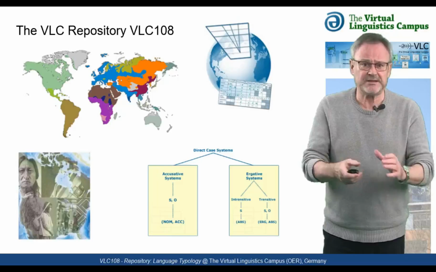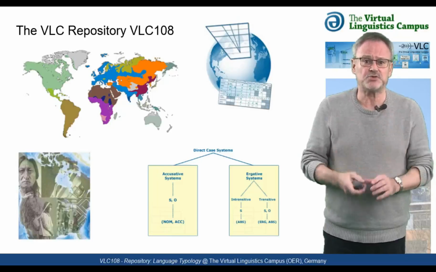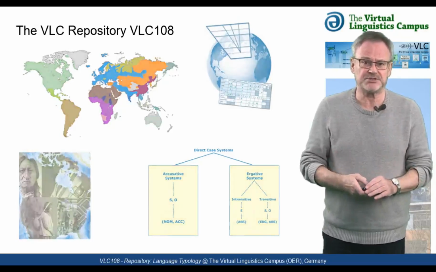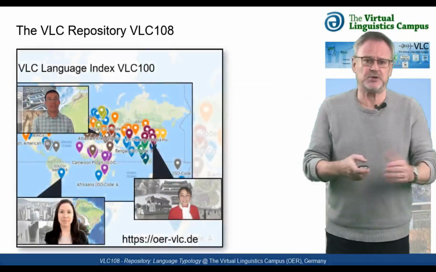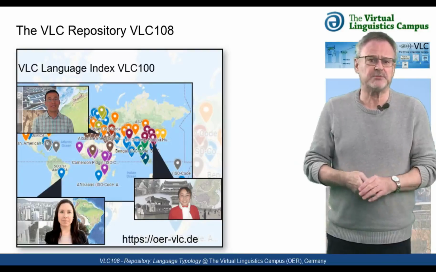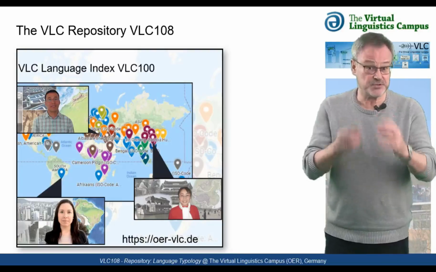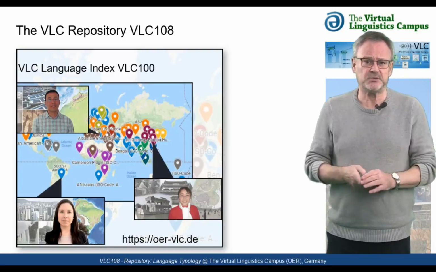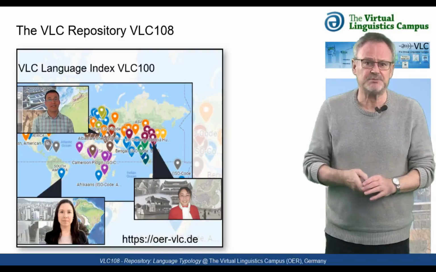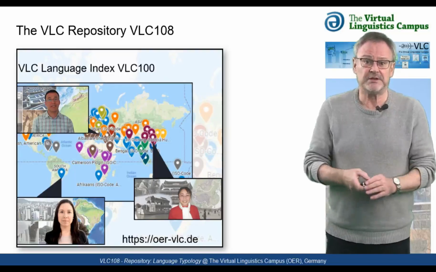The course automatically integrates a unique source of the Virtual Linguistics Campus, its language index. This collection of hundreds of languages and varieties with structured audio data serves to illustrate the linguistic properties of each language mentioned, including their geographical distribution and beyond.